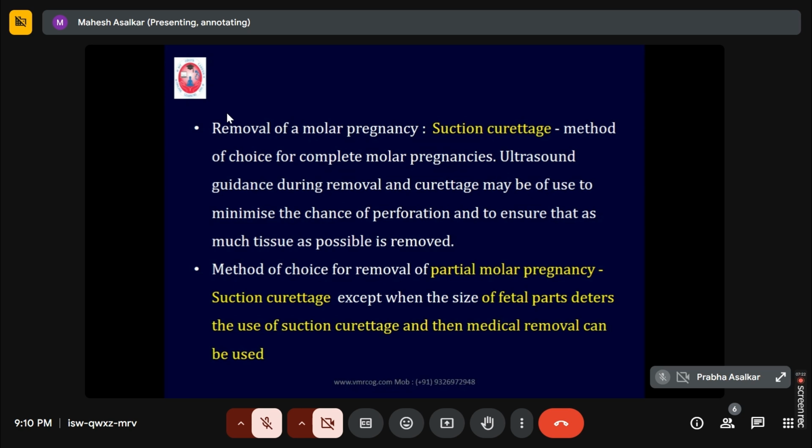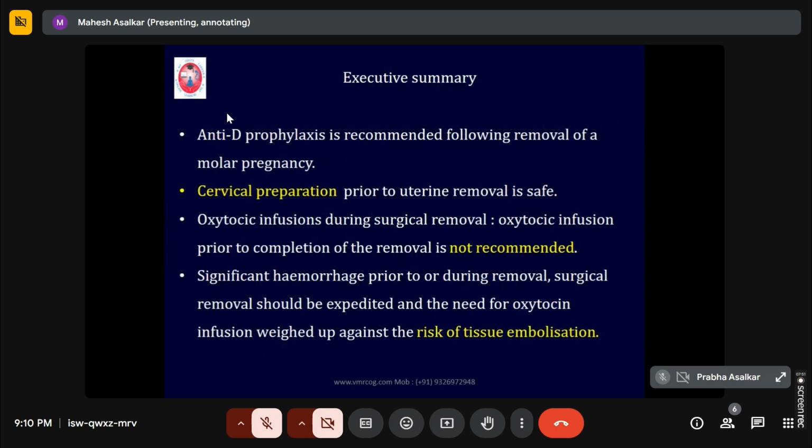If you have a partial mole, what is the treatment? Also suction curettage, except when the size of the fetal parts deters the use of suction curettage, and then medical removal can be used. So depending upon the gestational age, if because of large fetal size you are not able to perform suction curettage, then you can go for medical methods. Then next, anti-D prophylaxis is recommended following removal of molar pregnancy. Cervical preparation prior to the uterine removal is safe. So you can do the cervical priming also.